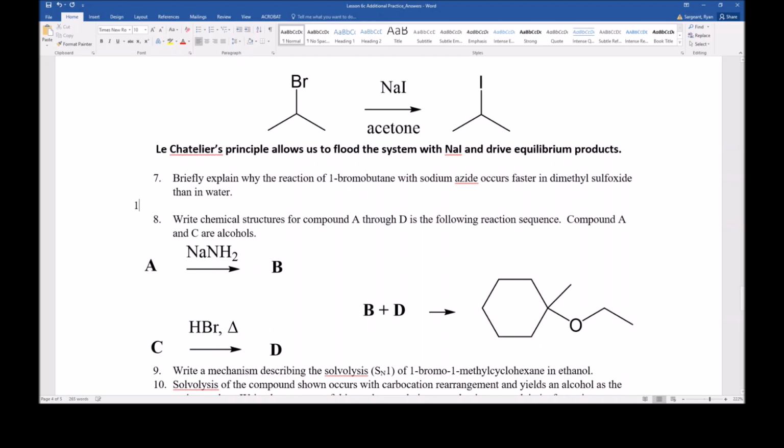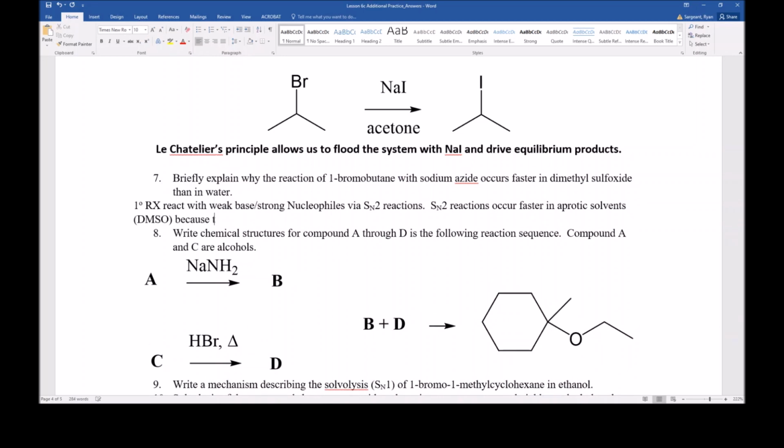So briefly, primary alkyl halides react with weak base, strong nucleophiles via SN2 reactions. SN2 reactions occur faster in aprotic solvents such as DMSO because the protic solvents bind the nucleophile too tightly.